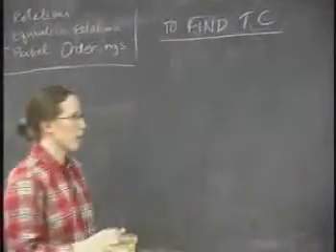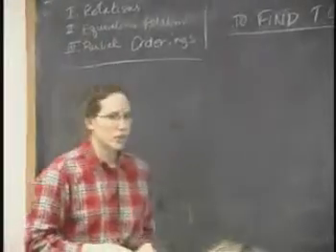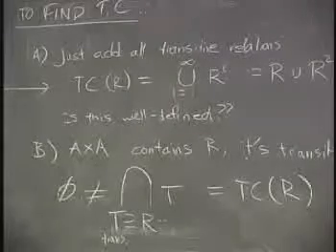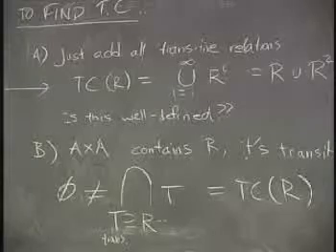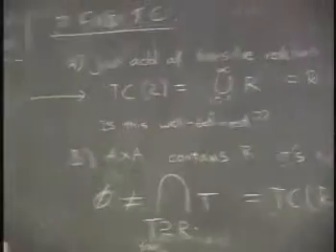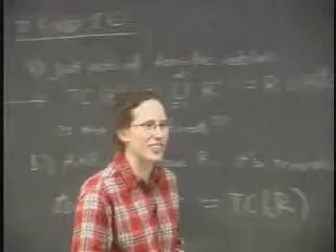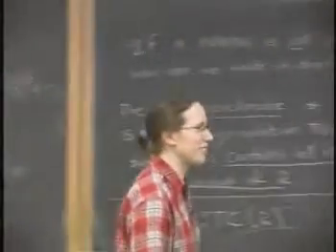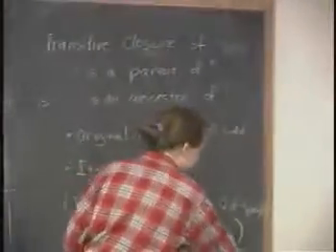So the first way to find it, well, we could just take our relation. So neither of these is computationally very useful, but I'm a mathematician, so I somehow want to at least have some way of computing these things.